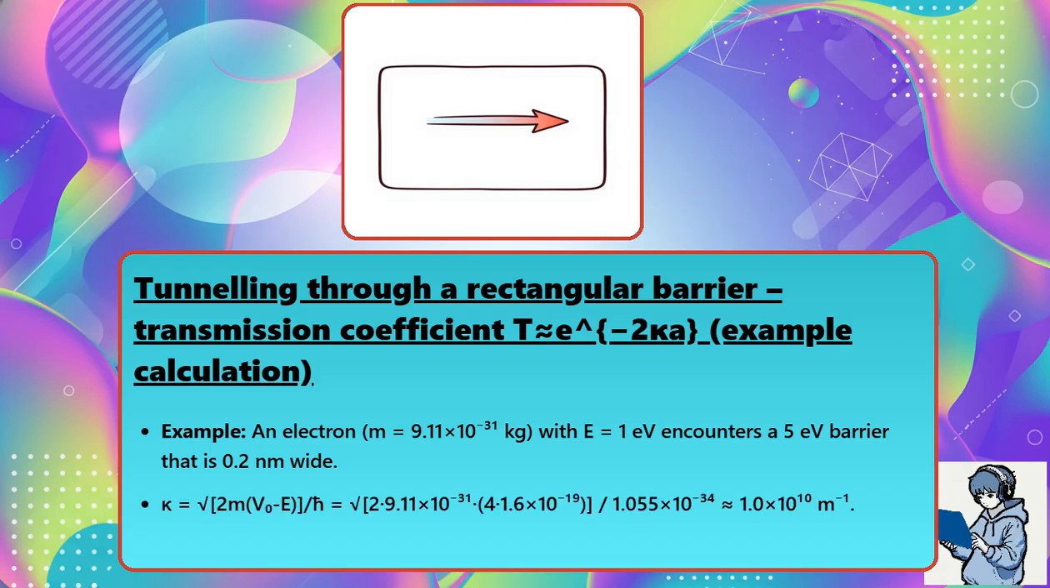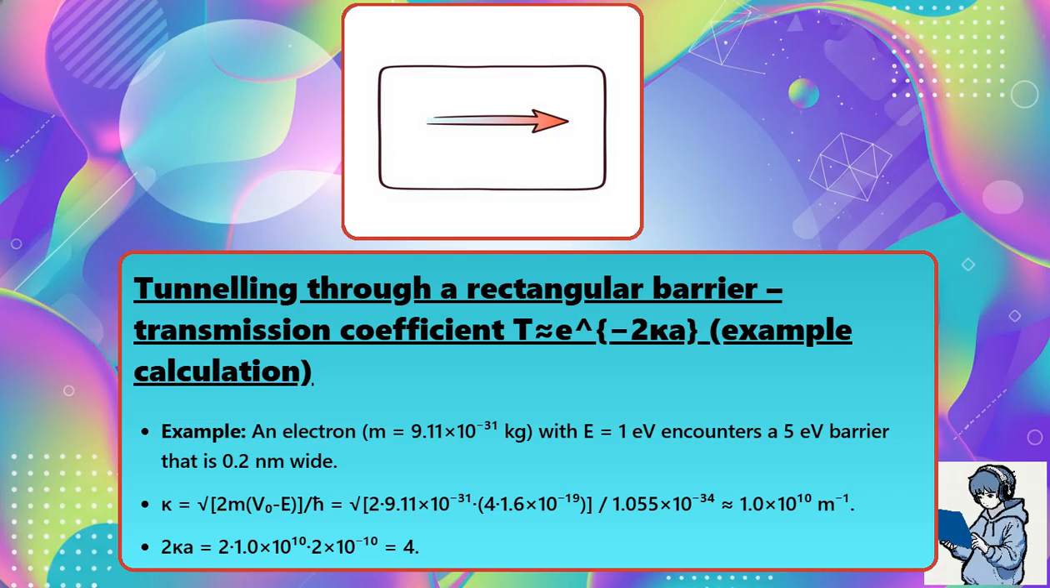Kappa equals the square root of 2m times (V0 minus E) over h bar, which equals the square root of 2 times 9.11 times 10 to the minus 31 times (4 times 1.6 times 10 to the minus 19), divided by 1.055 times 10 to the minus 34, approximately equals 1.0 times 10 to the 10 per meter.